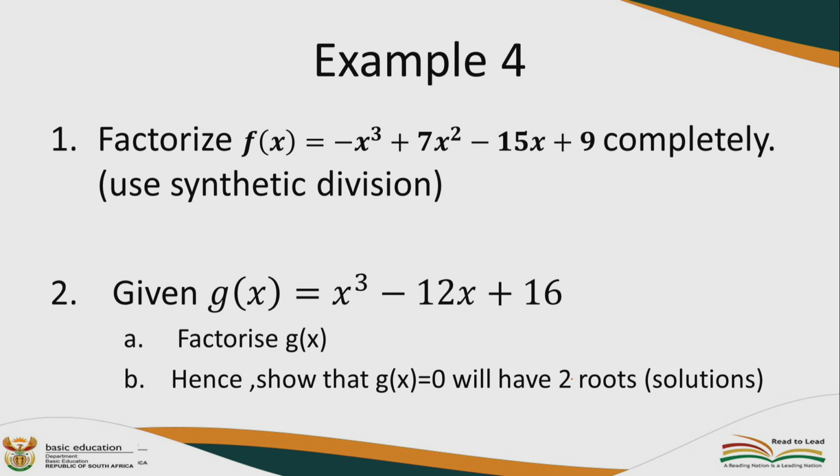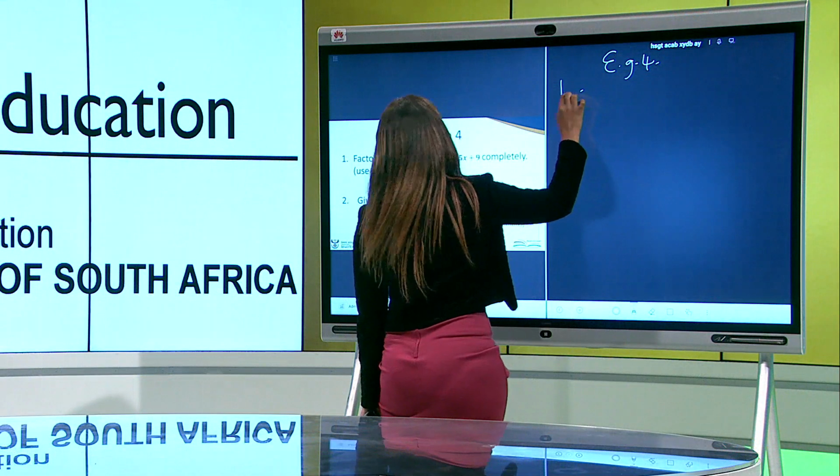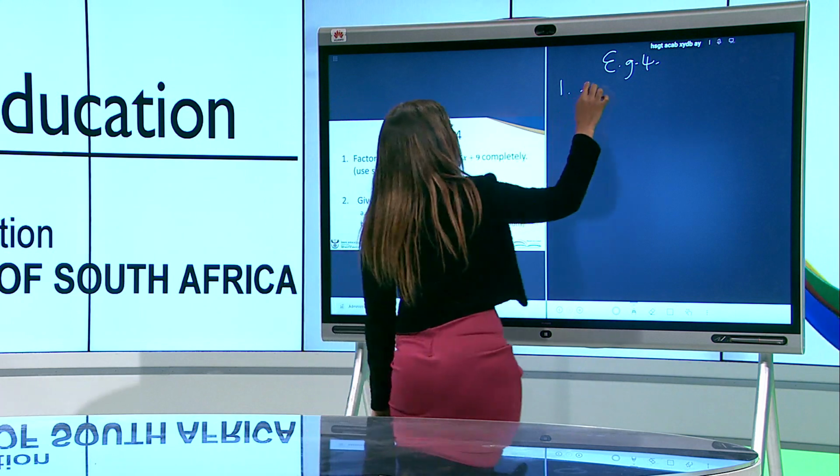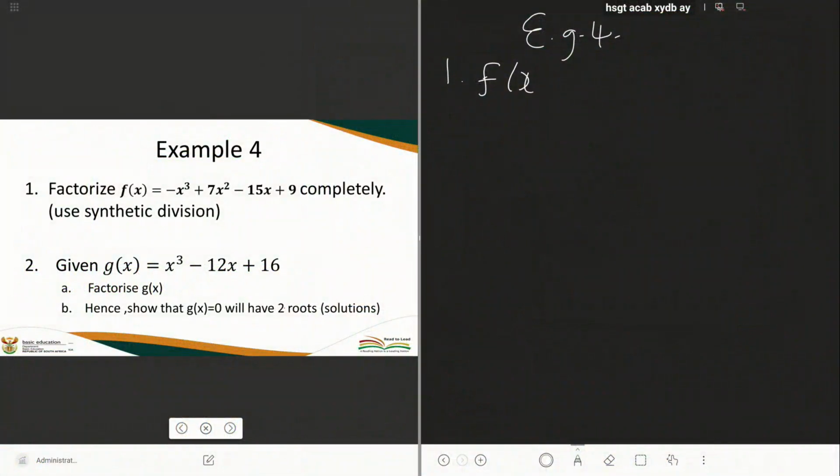Now let's go through the fourth example. In our fourth example, we are required to factorize this still, but now we need to strictly use the synthetic division method. The first question there, you are given f(x) is equal to negative x cubed plus 7x squared minus 15x plus 9.